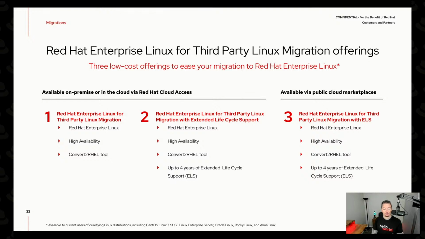Of course, that includes the ability to register on Red Hat Insights. Of course, it includes the Convert to RHEL tool, but it also includes the high availability add-on, and you can get up to 4 years of ELS because, like we'll discuss in the next section, Red Hat Enterprise Linux 7 is on its way out of maintenance support and heading into end of life.